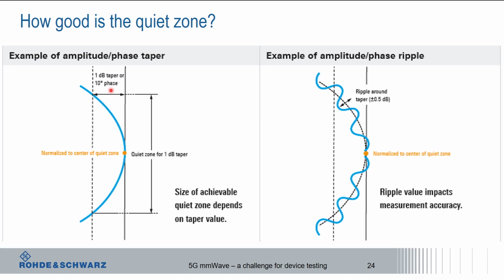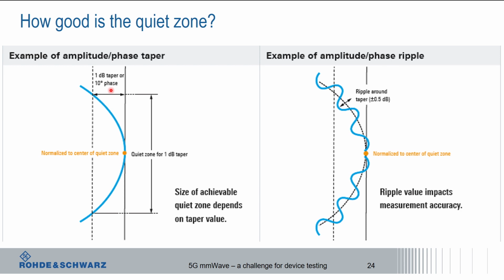22.5 degree phase deviation is okay, and also the amplitude deviation, of course, has to be specified. So how much do we actually go away from a real plane wave with respect to the amplitude? That is defined by the amplitude taper. Typically, things like 1 dB taper, for example, are specified, or maybe also 2 dB taper. And of course, this is a measure to define also the size of the quiet zone and the quality of the quiet zone.